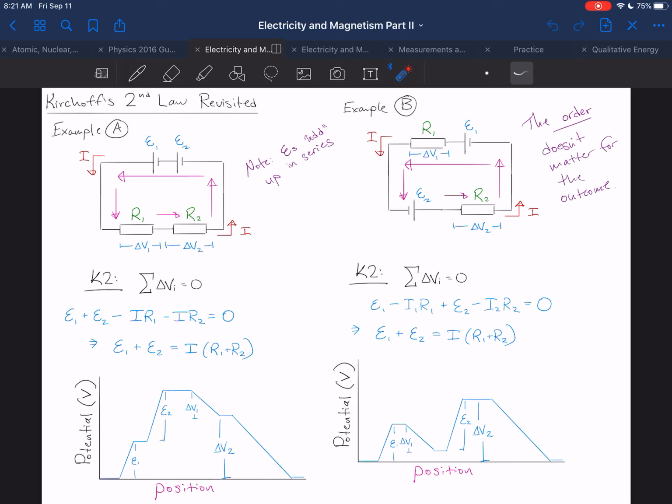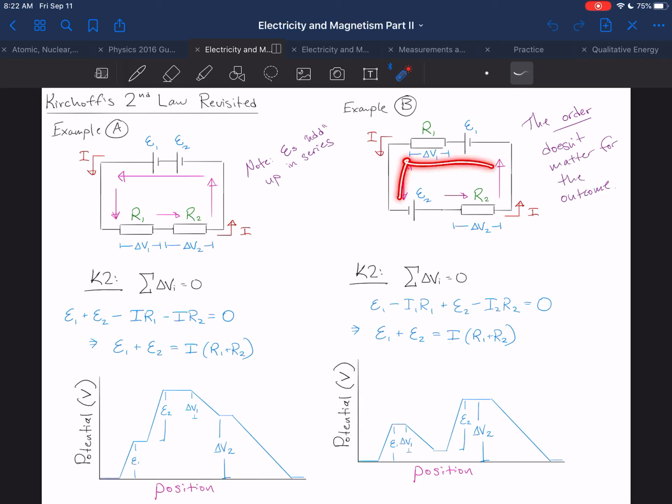Now let's take a look at example B, all right? Example B has something interesting going on. The first thing to recognize is that we're going to have EMF1 and EMF2 and R1 and R2 in different places, okay? So how would this affect the circuit?